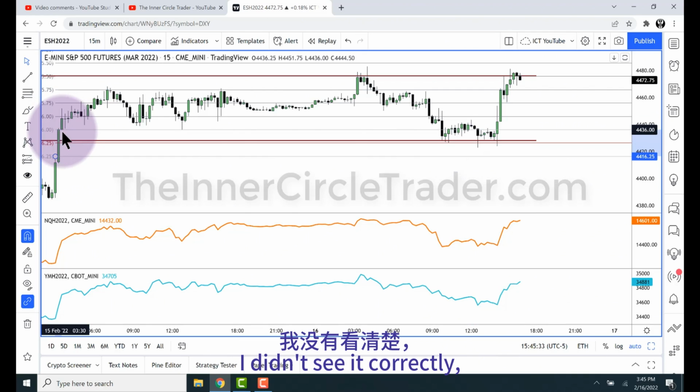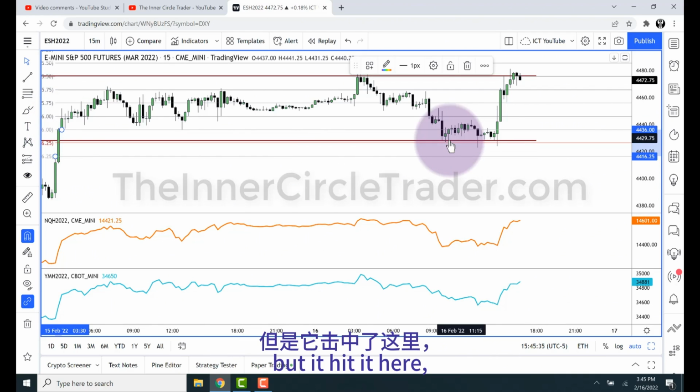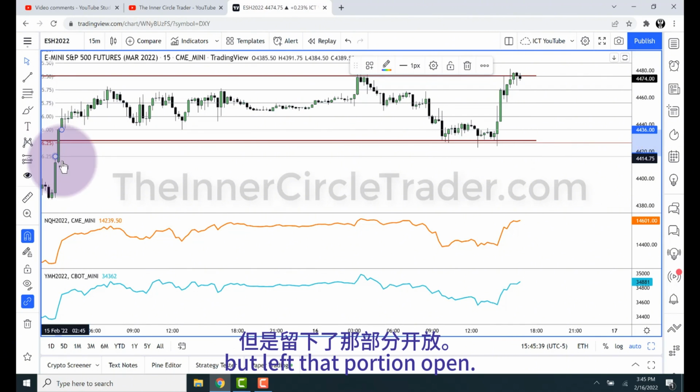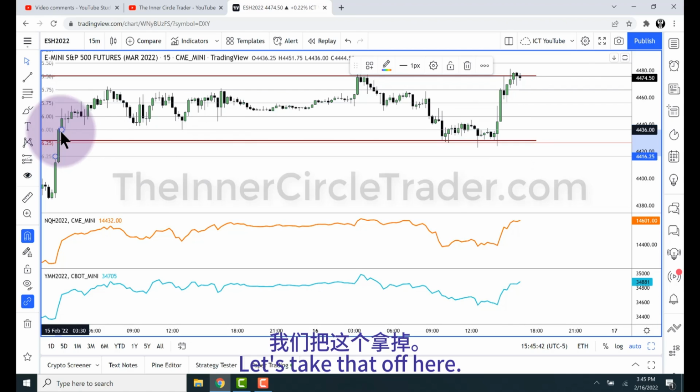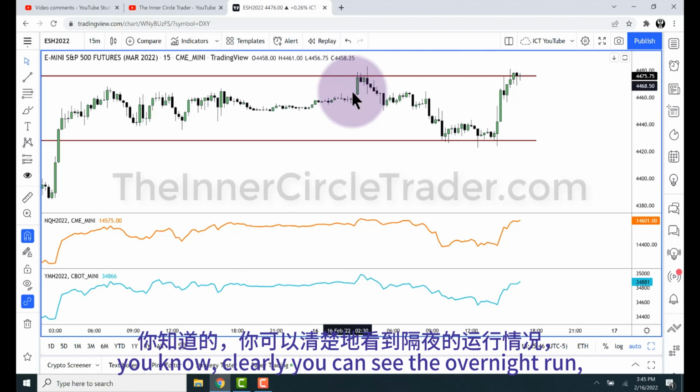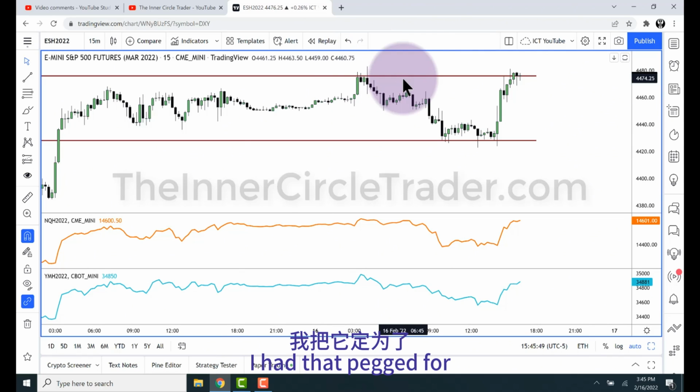So by my eyes, I didn't see it correctly. But it hit it here, here, and here. Went through a little bit, but left that portion open. Let's take that off here. So the logic is, clearly you can see the overnight run. I had that pegged for the E-mini S&P.